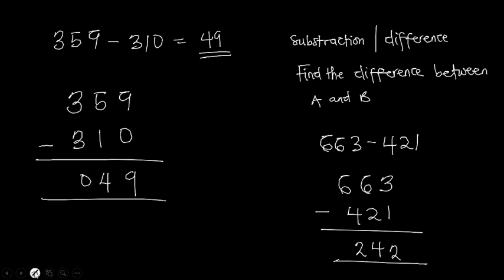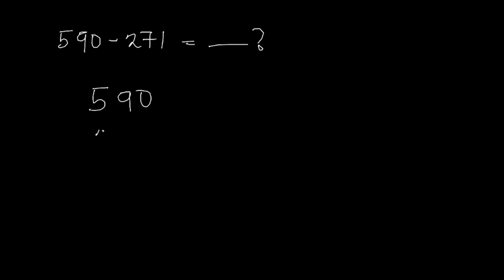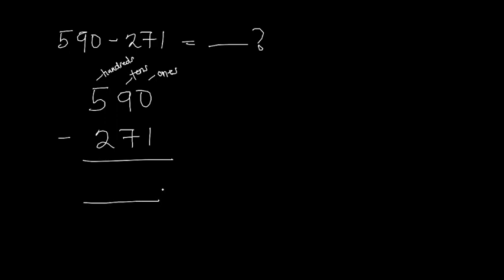Alright, let's have a look at 2 more examples and we end this tutorial. So say I have 590 minus 271. What is going to be my answer over here? So we do the exact same thing. 590, 271. Mind you, this is our ones, this is our tens, and then this is our hundreds. So in doing the subtraction, we subtract the ones column first, then we move on to the tens, and then we move on to the hundreds. Alright, let me quickly erase those guys at the top.